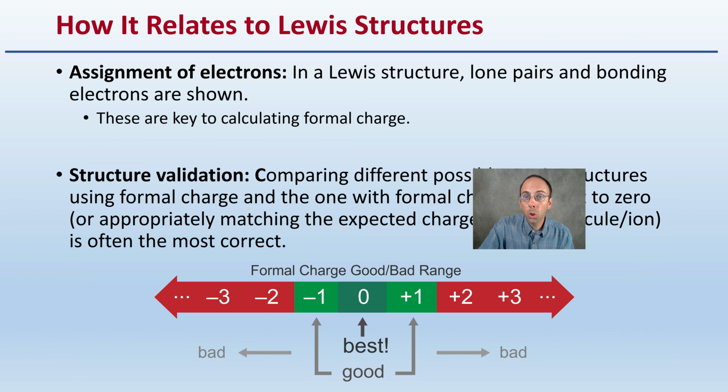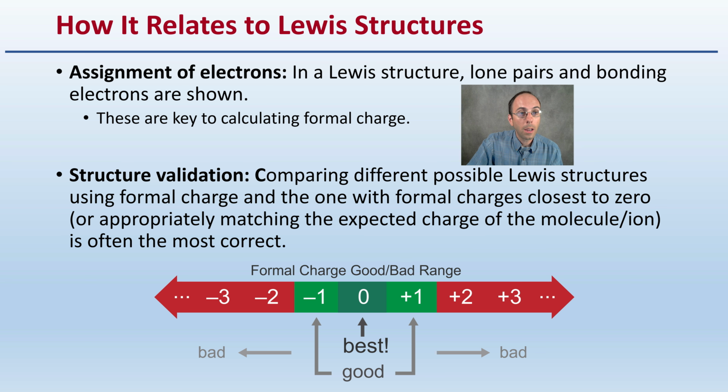So how does it relate to Lewis structures? Well, the assignment of electrons in Lewis structures, the lone pairs and bonding electrons are shown. These are key to calculating that formal charge. There's also structure validation, comparing different possible Lewis structures using formal charge, and the one with formal charges closest to zero, or approximately matching the accepted charge in the molecule or ion, is the most often correct. So again, a formal charge good bad range, we're looking for that 0 being ideal, plus or minus 1. Really don't want to be much beyond that.